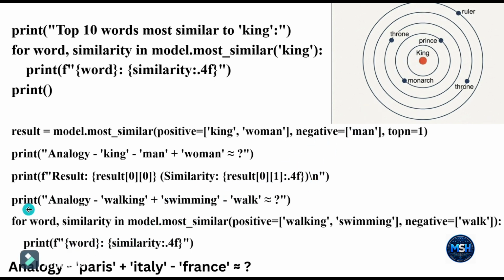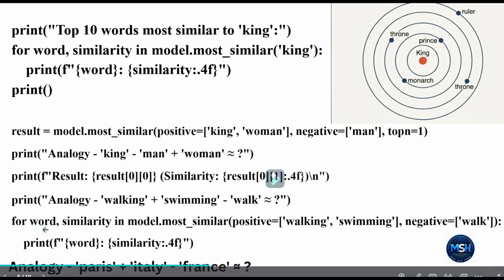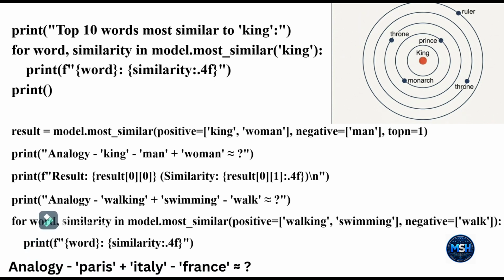Next, another analogy should be performed, called a verb analogy. Verb analogy means walking plus swimming minus walk equals what. Same as before, we print the topmost result, and positive and negative words should be separated. For the word and similarity in model.most_similar, positive equals walking, swimming, comma, negative equals walk, and we print the particular word with print f, word and similarity with .4f, 4 decimals, should be printed.